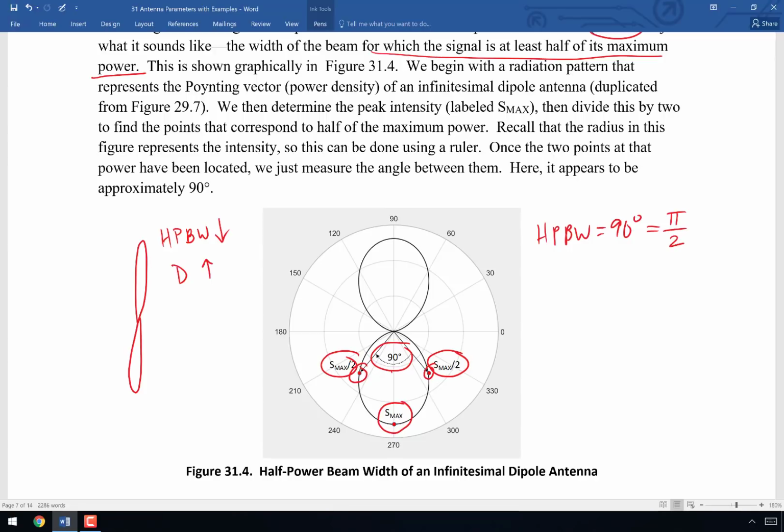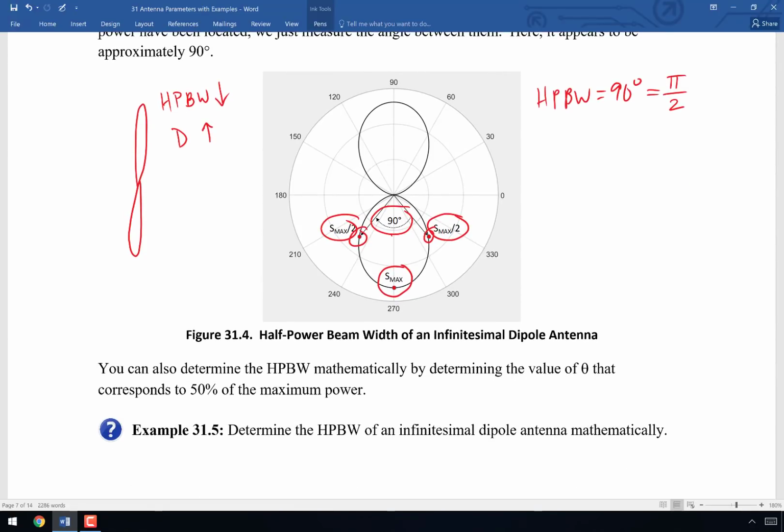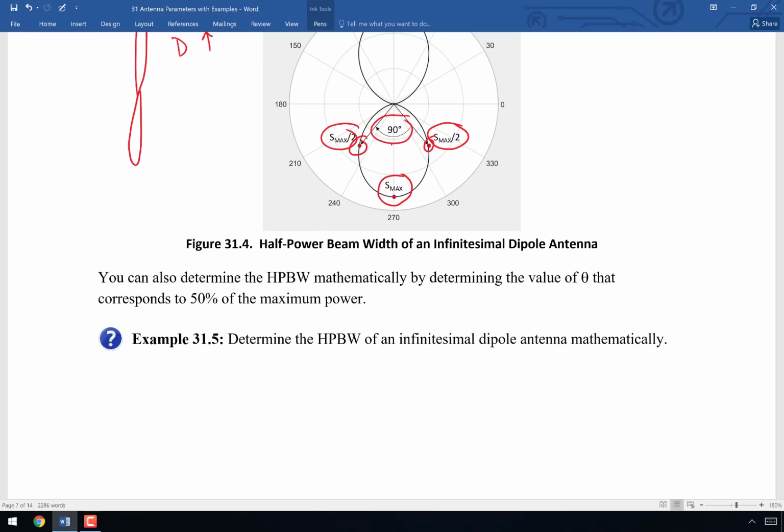Now, mathematicians and physicists have actually found a very detailed relationship between the half-power beam width and the directivity. We're going to see that soon, but for right now, I just want to mention that we don't necessarily have to solve this problem graphically. Although I've solved it graphically here, you can also just plug in the actual numbers. So what I'm going to do is calculate the normalized intensity, which is equal to I of theta comma phi divided by I of theta comma phi max.